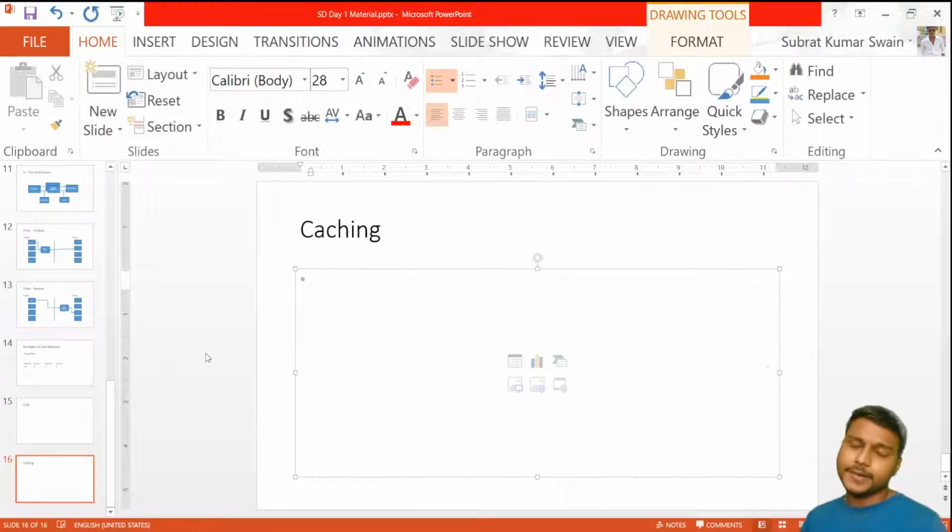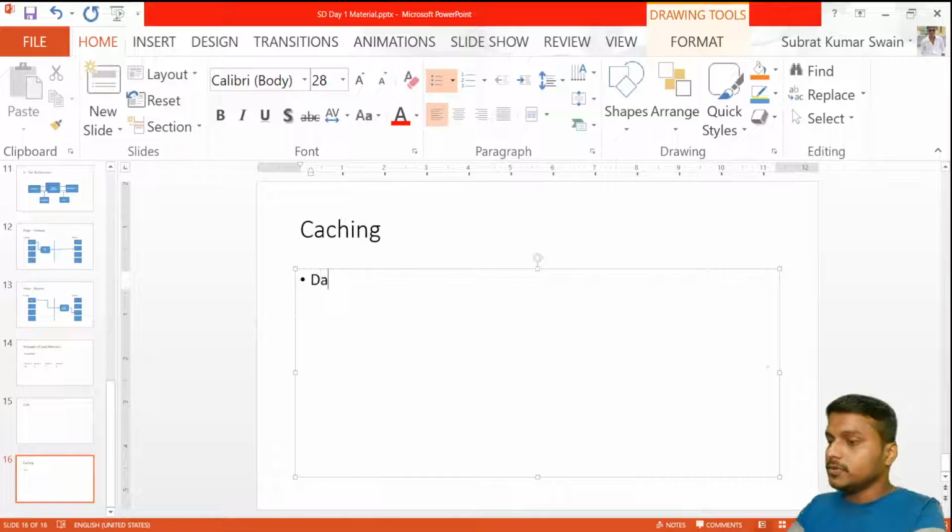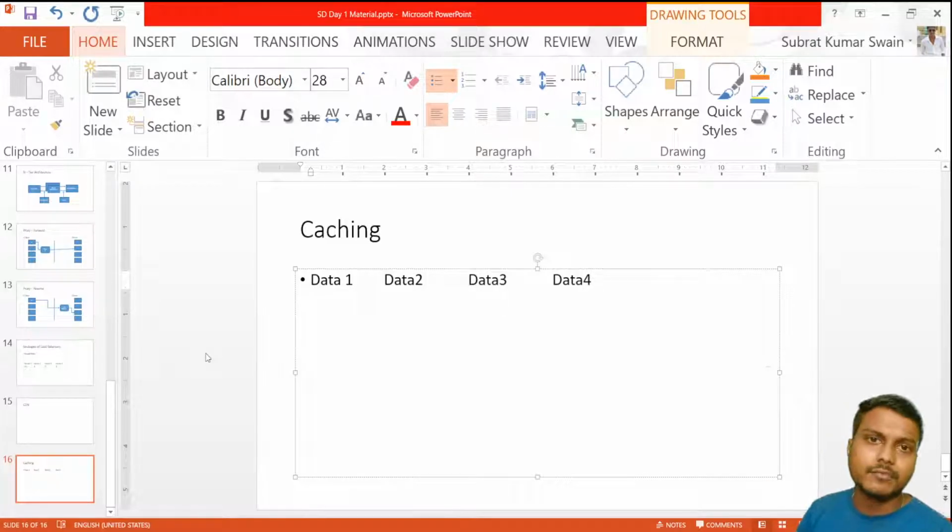So caching. There are various cache strategies, guys. Cache obviously would have limited storage, right? So let's say some data we would store. Abhimanyu, hi. Let's say data 1 is stored, then data 2 is stored, then data 3, then data 4. Let's say there are 4 data that can be stored in the cache memory. There is no more slot.